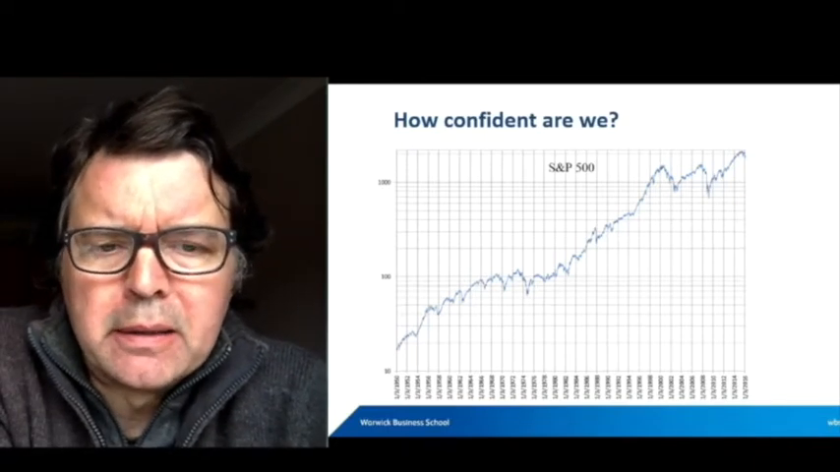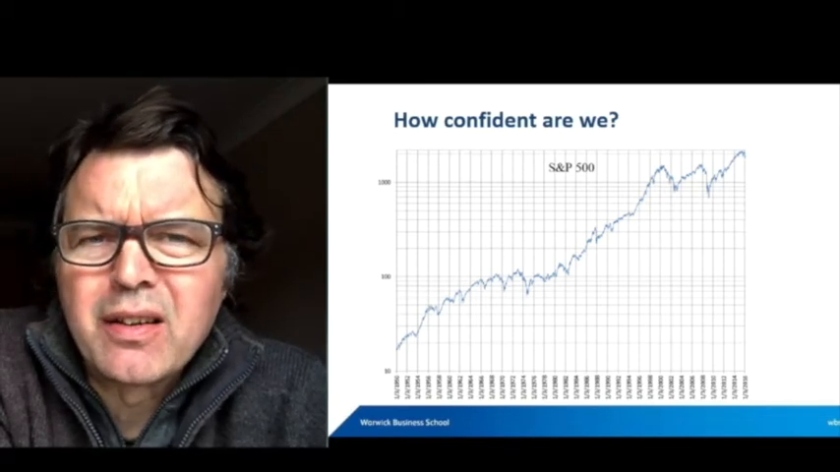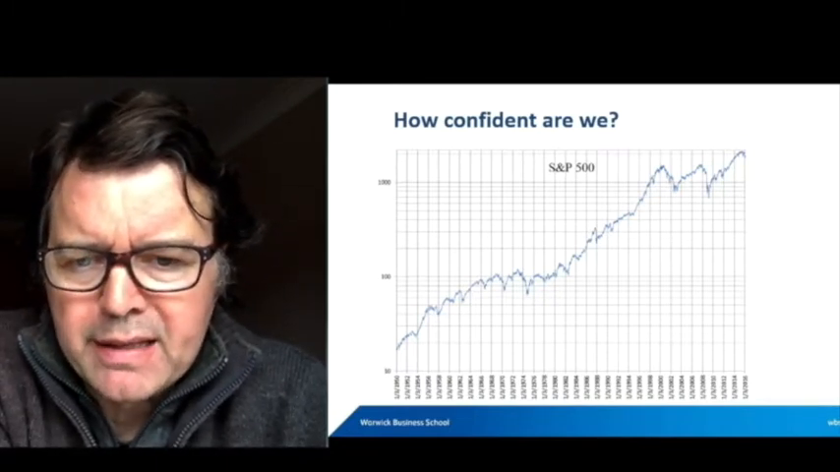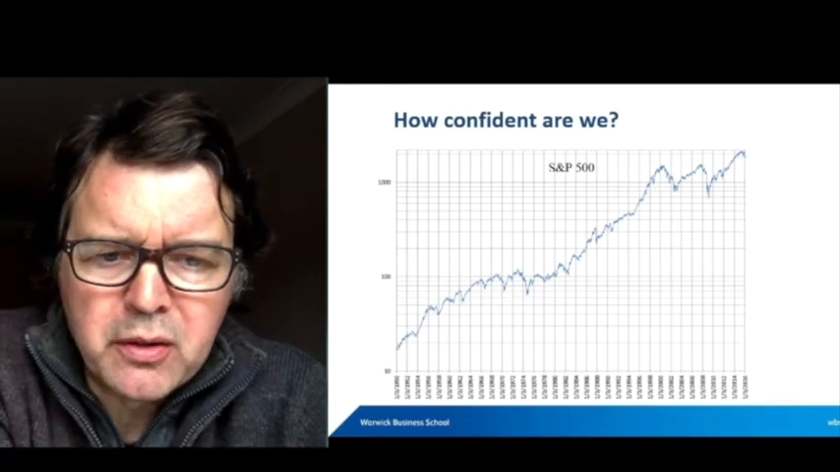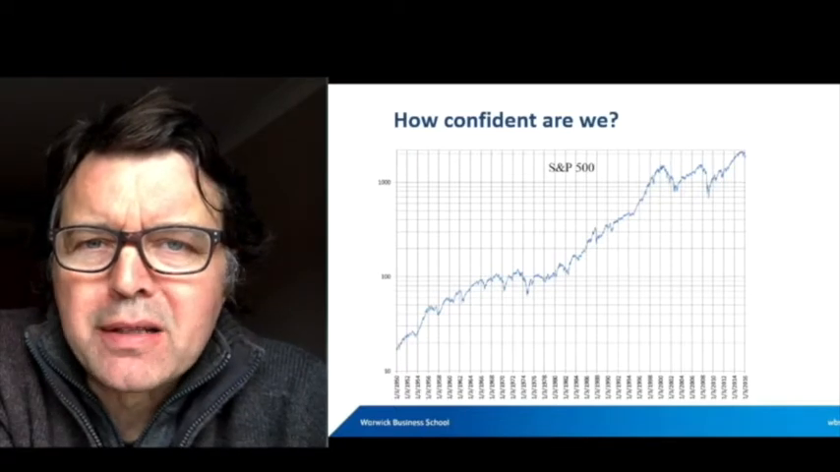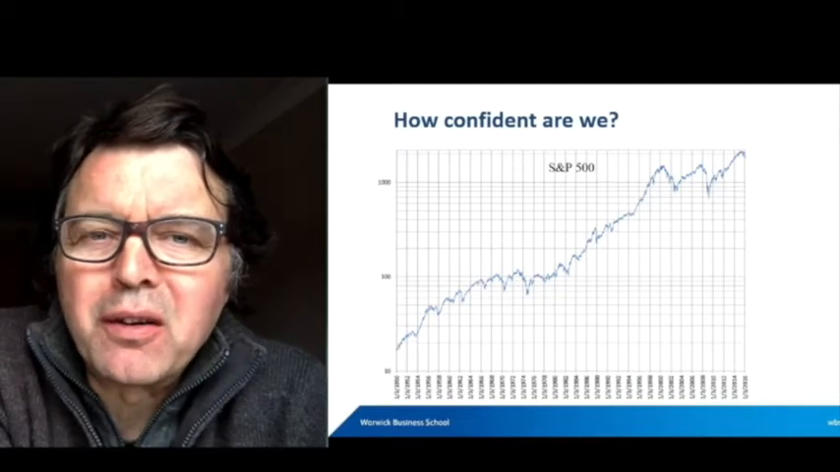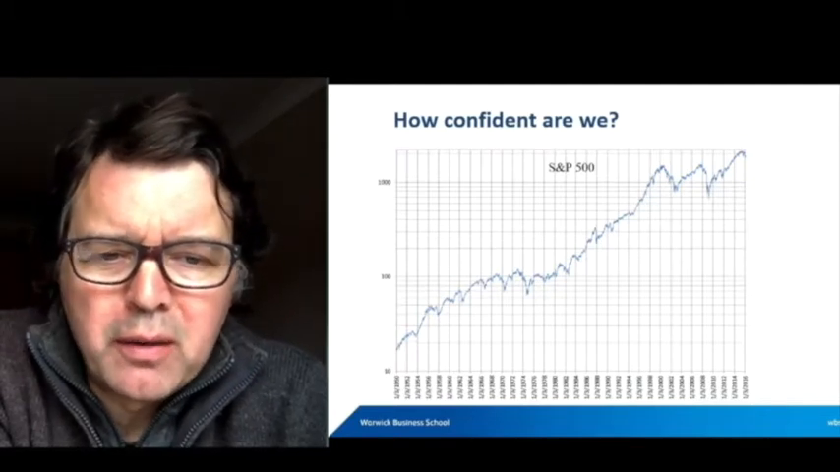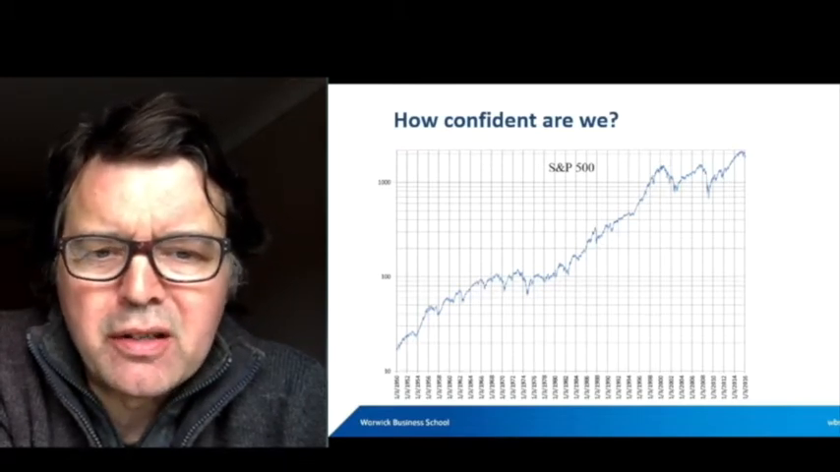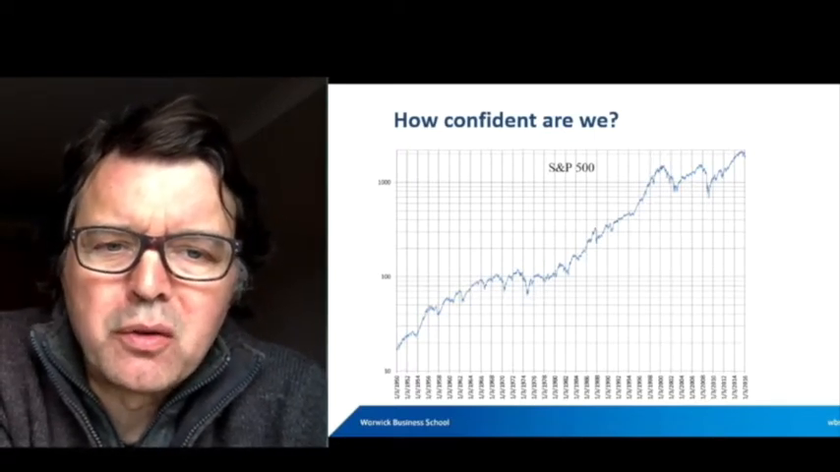So here's a very good example. This is the S&P 500, which is essentially the stock market in the USA. And here we can see it plotted from 1950 all the way to 2016. Now, many people have tried to predict the future of the stock market, and it's notoriously difficult. You can see over that period of 66 years that there's a clear positive upward trend in the stock market.